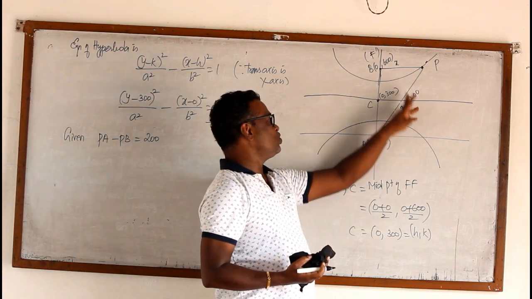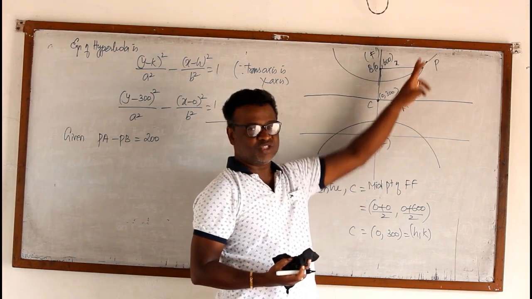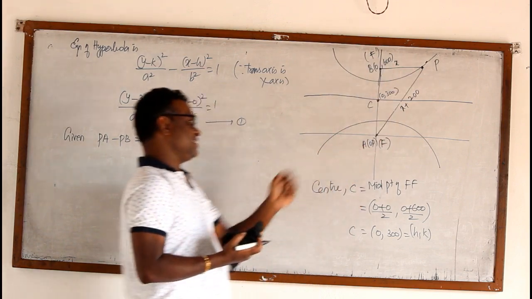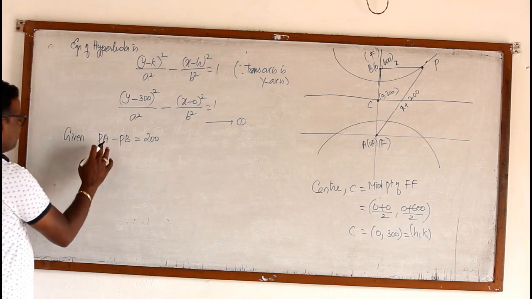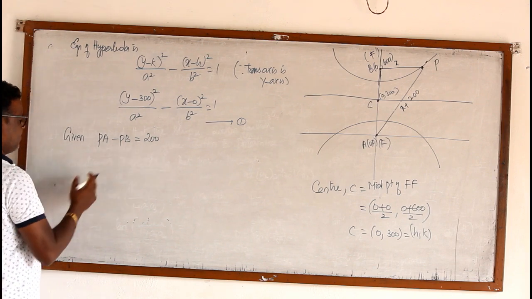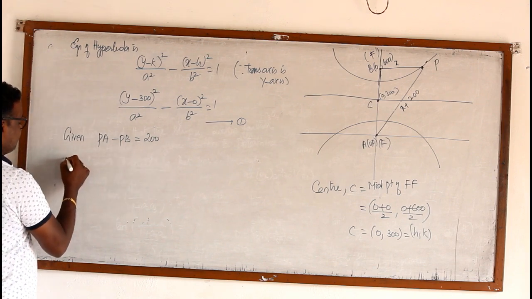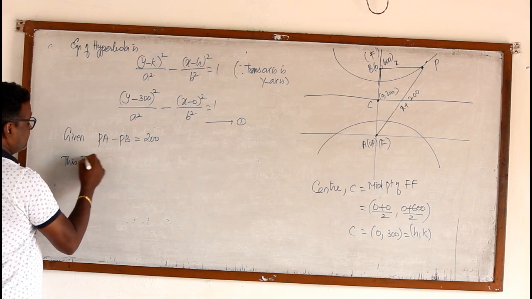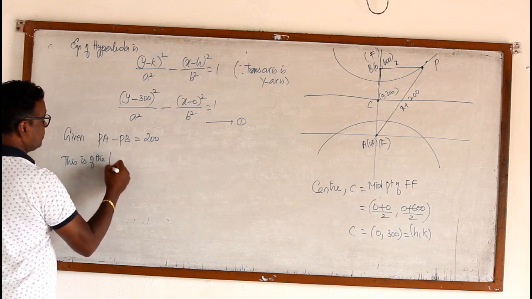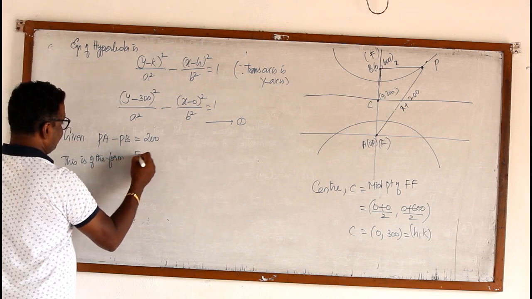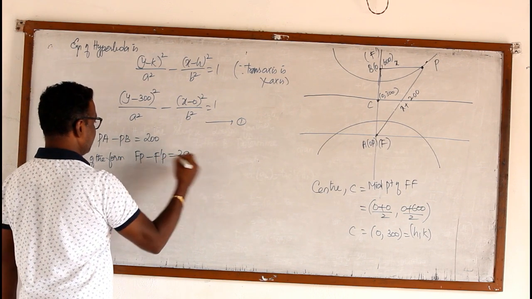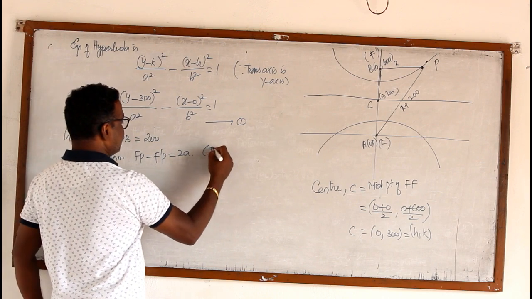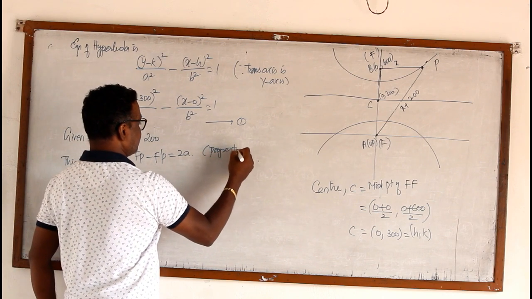It is x plus 200 and this is x. The difference is 200 between these two focal distances. So PA minus PB equals 200. But we know this is the property of a hyperbola. So this is of the form FP minus F dash P equals 2a. This is the property of a hyperbola.